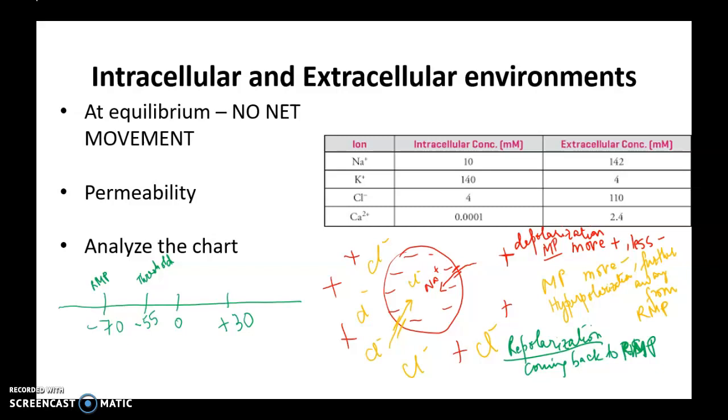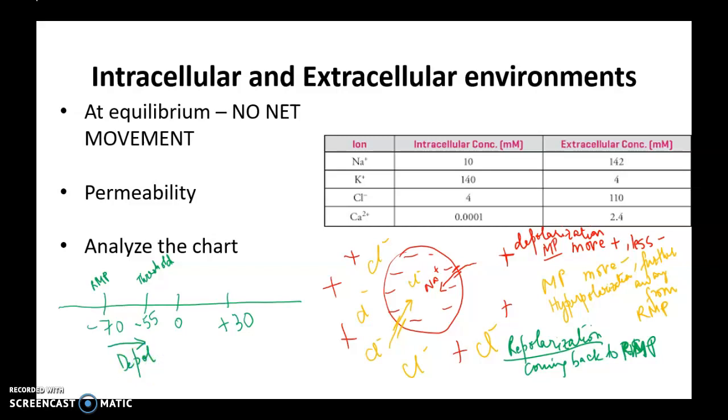Okay. Now let's say we have a cell, right? And let's say the cell becomes very, very permeable to sodium. Which way will it move? Will it move closer to 0 or further away from 0? Remember, we are having positive charge coming in. So obviously, it'll move closer to threshold or closer to 0. So it'll move this way. This is depolarization.